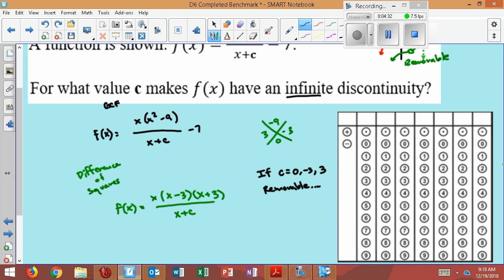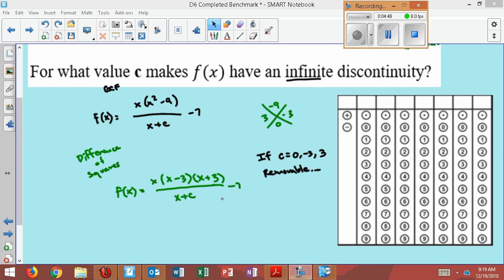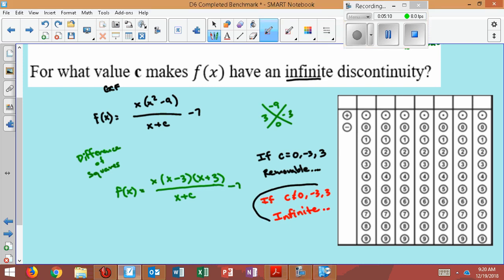What makes something infinite? And I forgot over here, this should have a minus 7 on the outside, which really doesn't have anything to do with a discontinuity. That's just a vertical shift down 7 units. C needs to be any other value other than that to be infinite. Now, in your answer choice, I also provided the answer choice 9. So I'll just write here, if c does not equal 0, negative 3, or 3, then you would have infinite. Now, in this problem's case, you would have 9 as your answer choice.